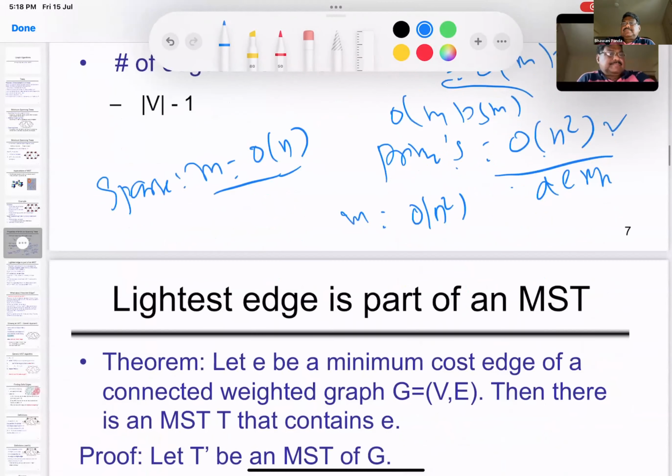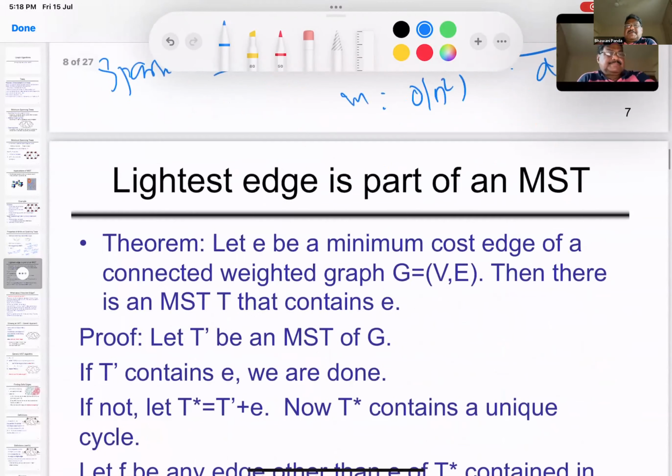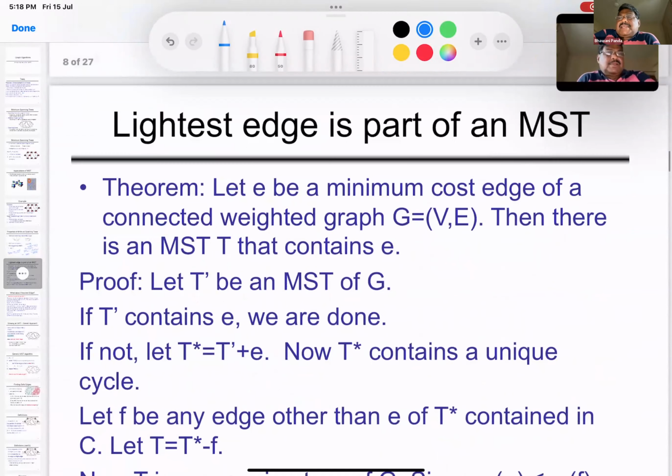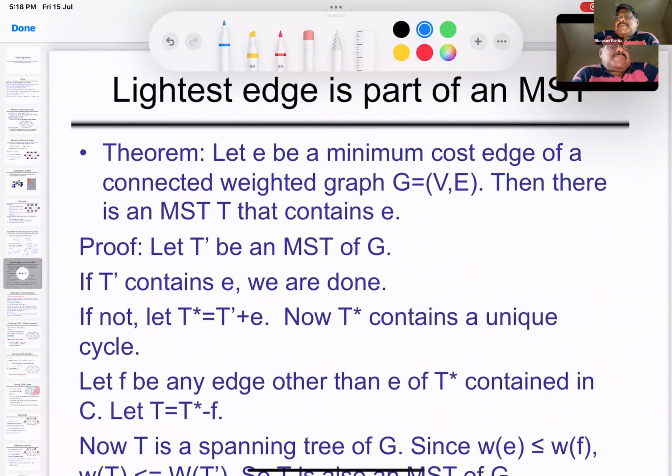Okay. So let us see some properties of this before designing the algorithm: which edges should definitely be part of some MST. Let E be a minimum cost edge of a connected weighted graph. Then there is an MST that contains E. So the minimum cost may not be unique. You may have several such edges of cost 1. But whatever edge of cost 1 you take, there will always be a minimum spanning tree containing that.